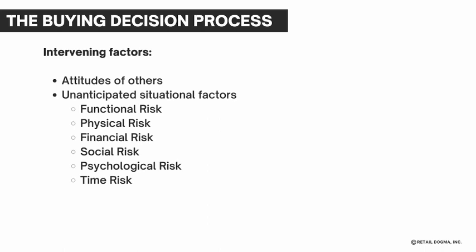Unanticipated situational factors are risk factors that the consumer has not taken into consideration, and they could affect their final decision. For example, the consumer could like the TV, but after finding out it's not covered by any warranty, they back away from buying it, just because they don't want to take that risk, even if the reviews online are good. Types of perceived risks include functional risk, physical risk, financial risk, social risk, psychological risk, and time risk.